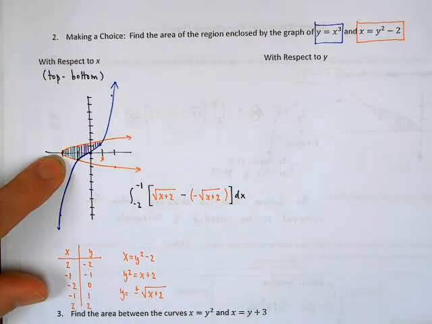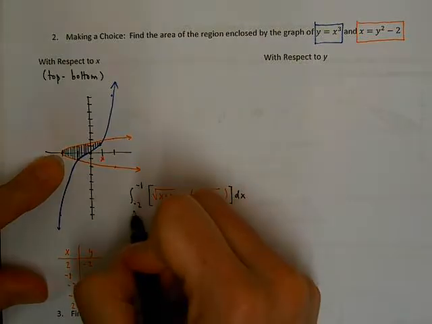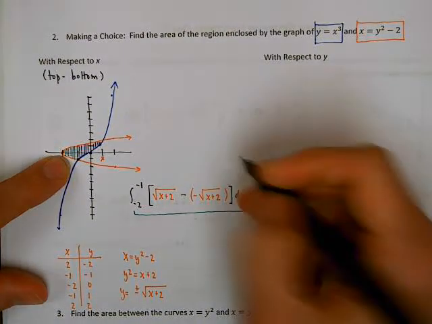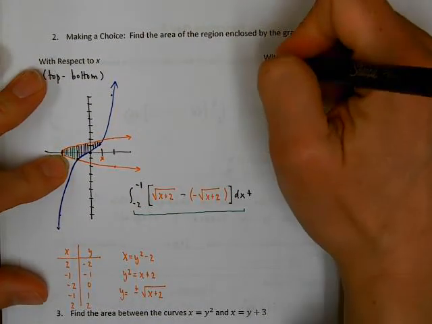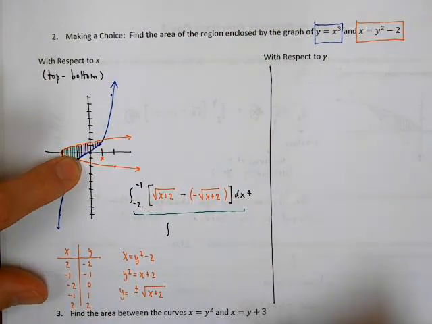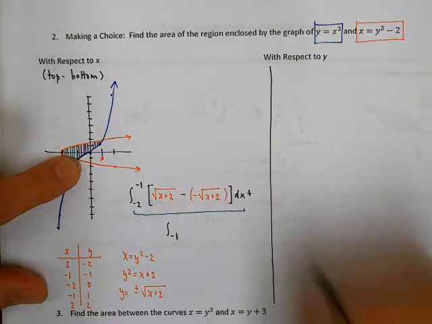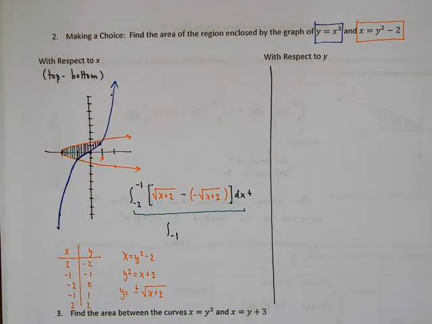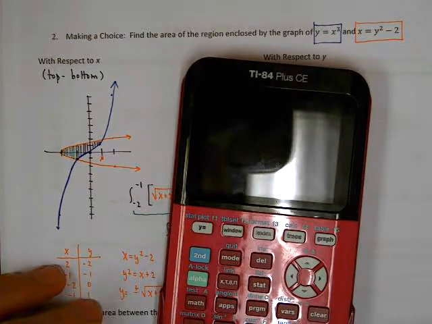Okay, so that's for the green region. So I'm just going to underline this. That's my integral for my green region. Then I need to add, and I'm going to draw a line here so I don't go too far over, the integral from, let's see, now I'm from negative 1, and I need to find the x value of this intersection point. So let's use our calculator to help us out with that.